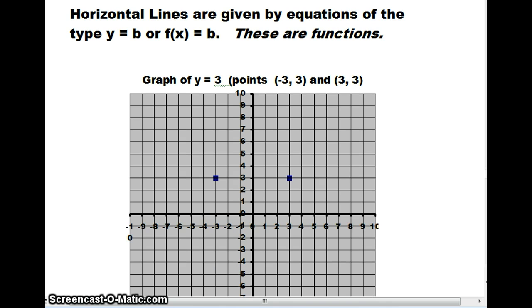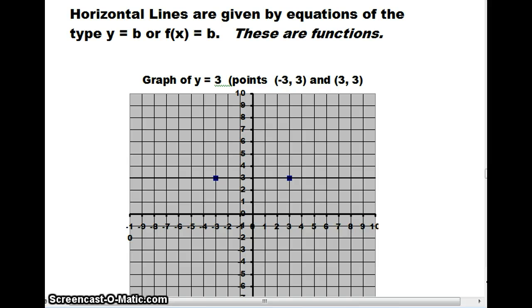We're going to take a look at some special cases of lines, and these are going to be horizontal and vertical lines. Horizontal lines have a formula of the type y is equal to b, or f of x equal to b. These are our functions.